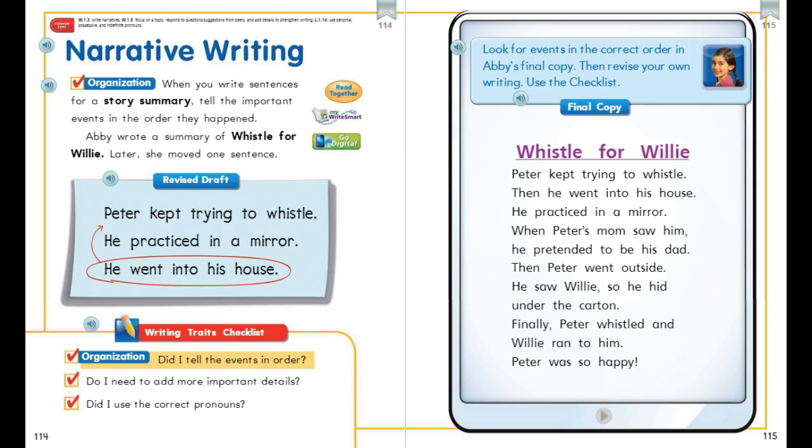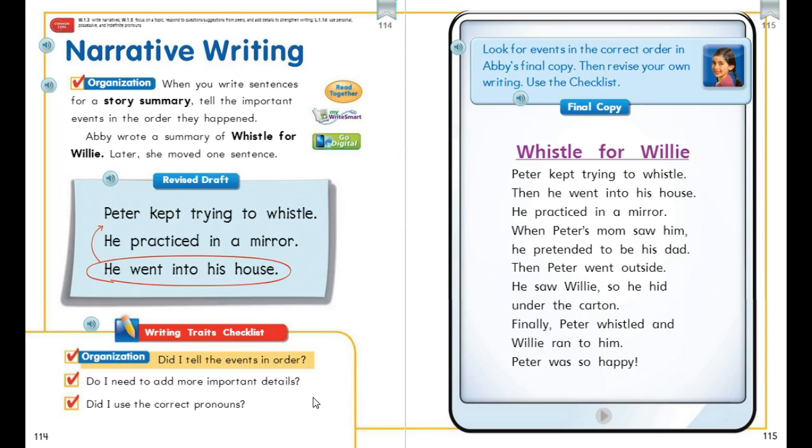Later, she took out and moved one sentence. I'm sorry, she didn't take it out, but she moved it because it didn't make sense in the order that she had it in. Let's look. Peter kept trying to whistle. He practiced in a mirror. He went into his house. Well, he went into his house. He practiced in a mirror. If he wasn't in his house, how could he do that? So she took "he went into his house" and moved it between "Peter kept trying to whistle" and "he practiced in a mirror," because in that order, that is how it happened in the story.